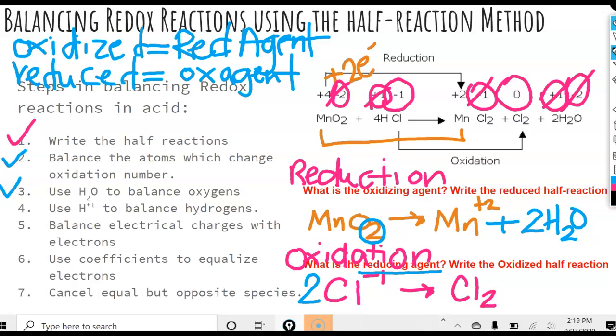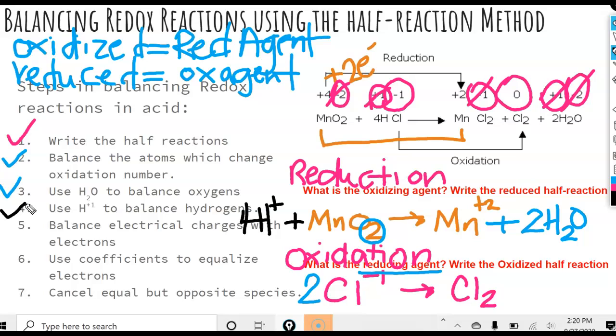Balancing our hydrogens means that we need to make sure that we have the same number of hydrogens on either side. So on the right-hand side, I have 4 hydrogens, right? 2 times 2 equals 4. And so I'm going to need to add in 4 hydrogens on the reactant side so that I balance 4 hydrogens on the left, 4 hydrogens on the right. On the reaction on the bottom, there are no hydrogens, so I do not need to balance hydrogens.